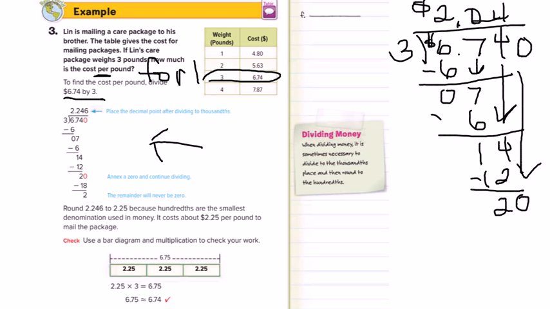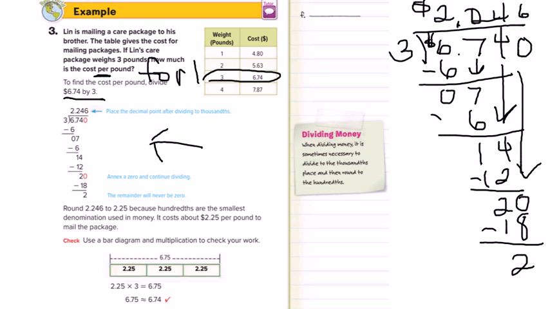So I'm going to bring down this 0. 3 goes into 20. 6 times 3 is 18. I subtract and I'll get 2. It will continue to go on, and if I actually add a 0 and bring it down, I'll continue to get 20, so it'll end up being 6, 6, 6, 6, 6, and it's going to keep repeating.